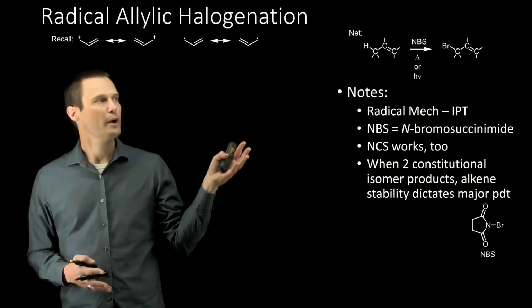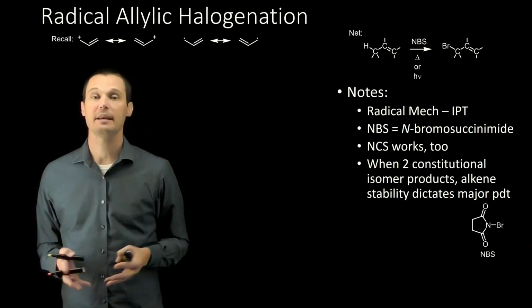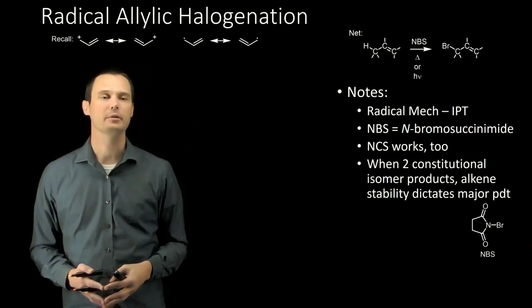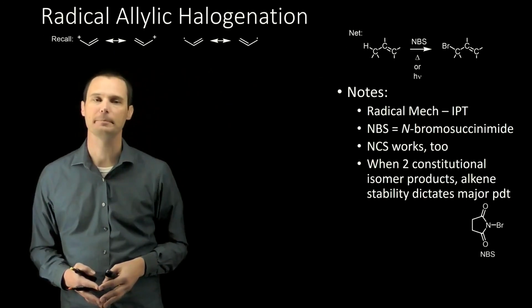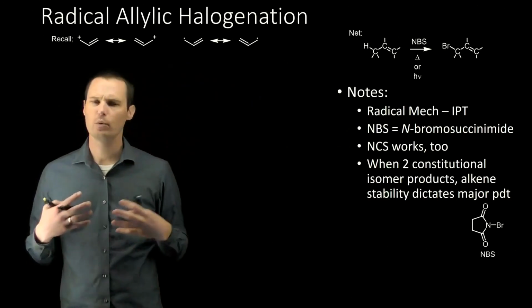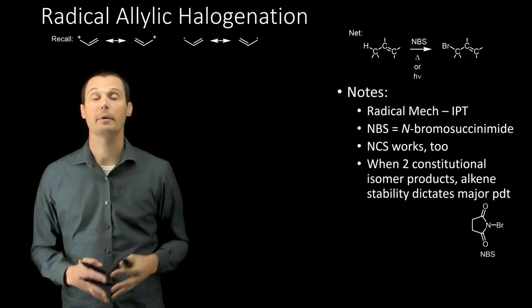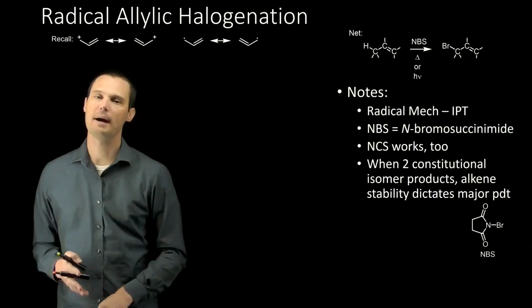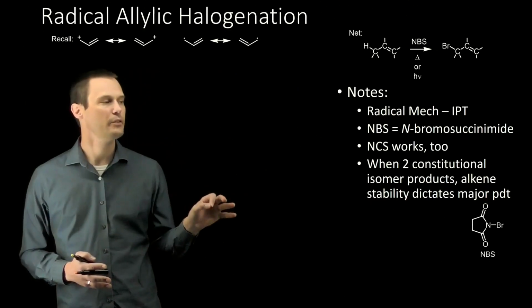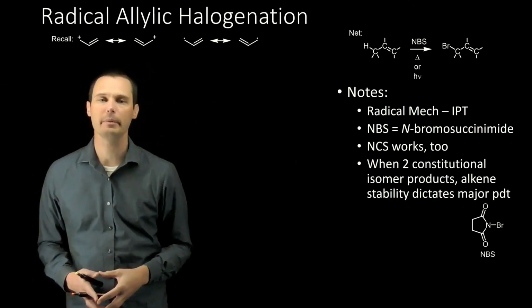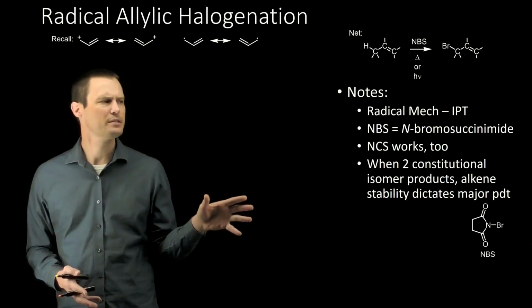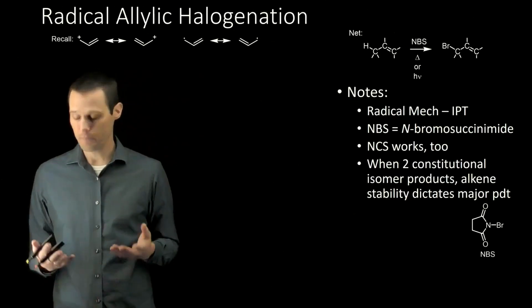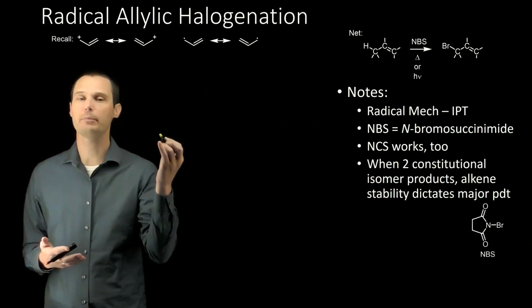This reaction works for NBS, but it also works for NCS. NCS is the chlorine version of N-bromosuccinimide, so it would be N-chlorosuccinimide. And one point that we'll talk about briefly in this video, and then I'm going to have a separate video on, is when there are two constitutional isomer products possible, the alkene stability of those products determines which one will be the major product. That will be best explained as we go through an example. So let's go ahead and go through an example.